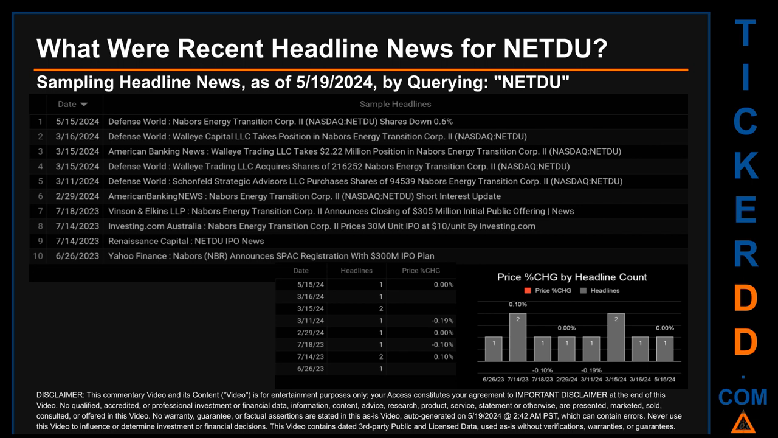Correlated or not, as it happened, the stock price for NETDU on those publication dates respectively saw a jump of 0.10% when comparing the day's opening versus closing price.